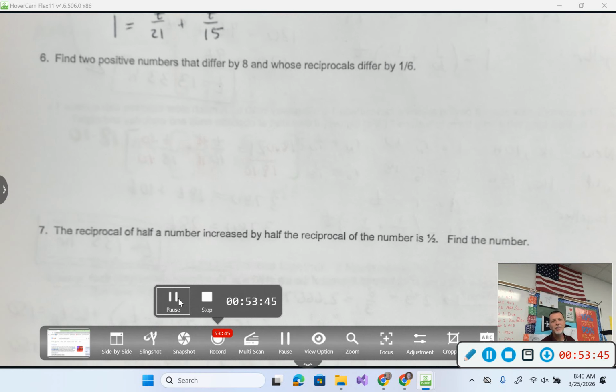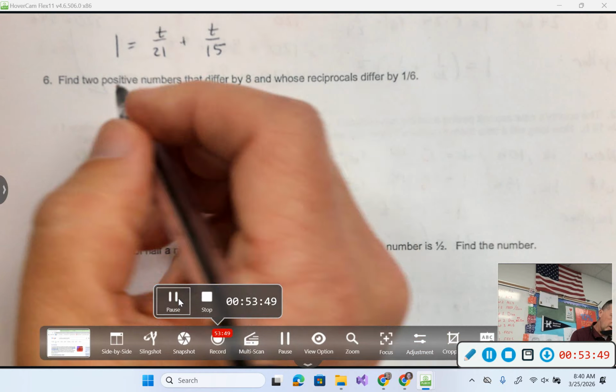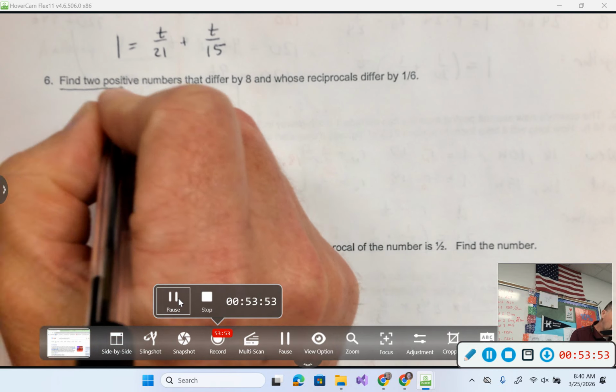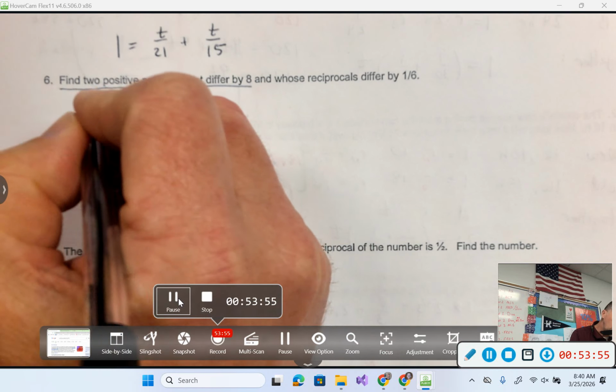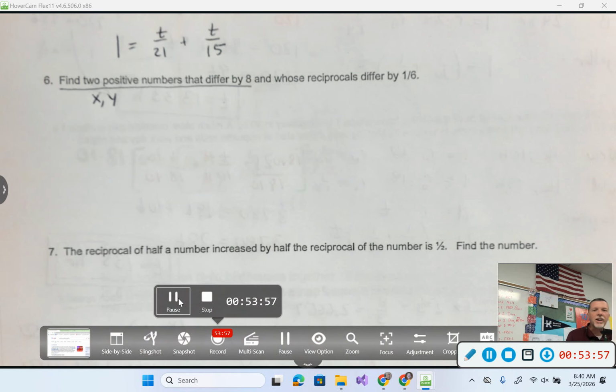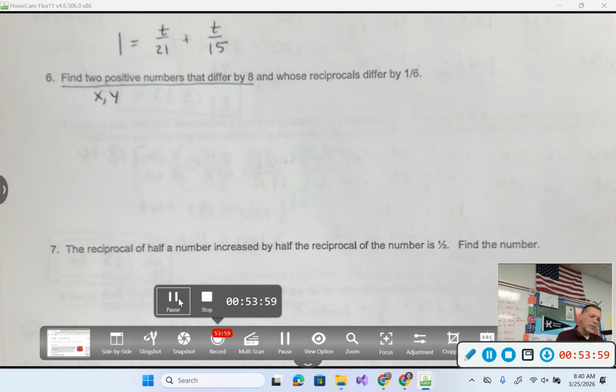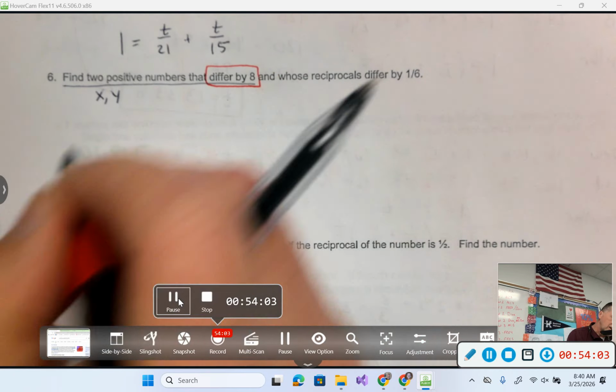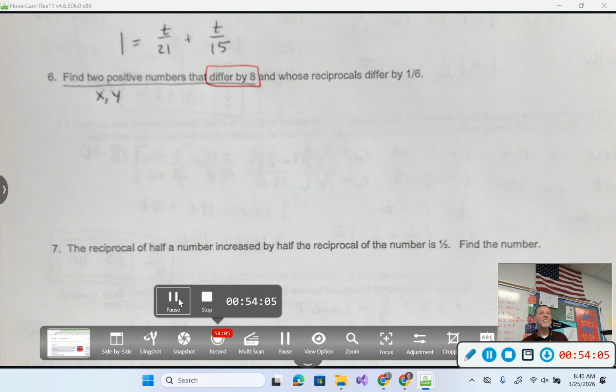6. Okay, this is a different type of problem altogether. We're all over the place today. 2 positive numbers that differ by 8. 2 positive numbers. So I'm looking for x and y. Differ by 8? What's that mean? It means they have a difference of 8. True. How can I write that as an equation?